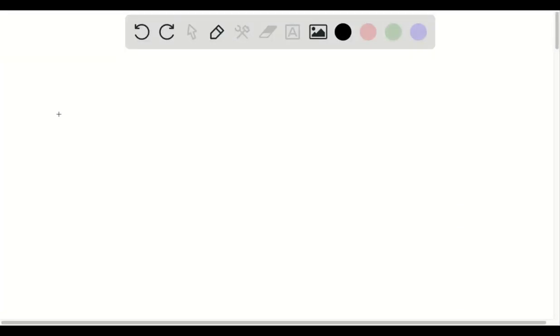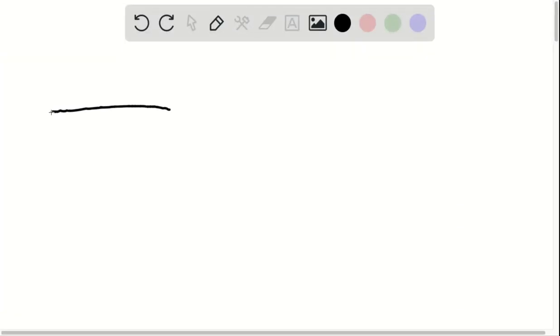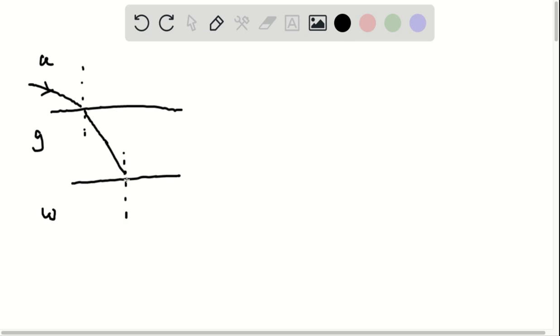So what happens over here is, first we have an air-glass interface. The light goes in this direction, and then finally it gets to the water surface and it travels in that direction. So it is given that this angle is 42 degrees in water.